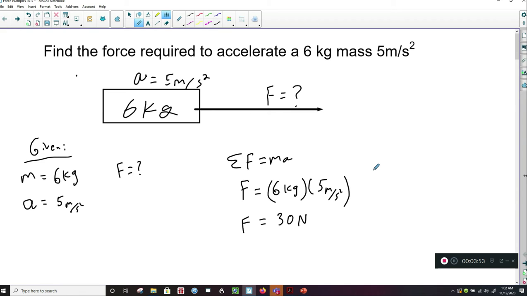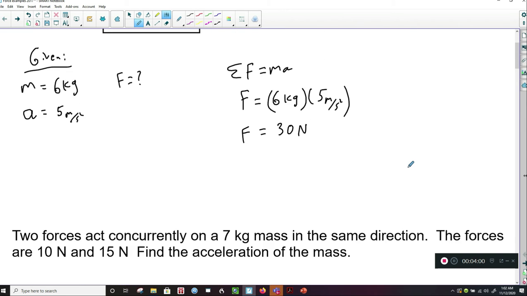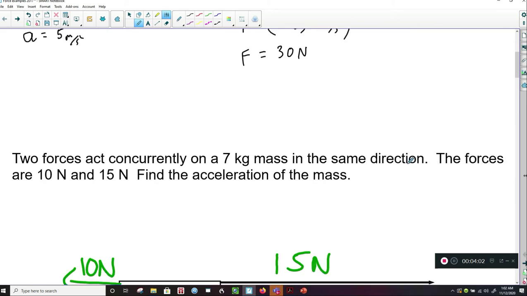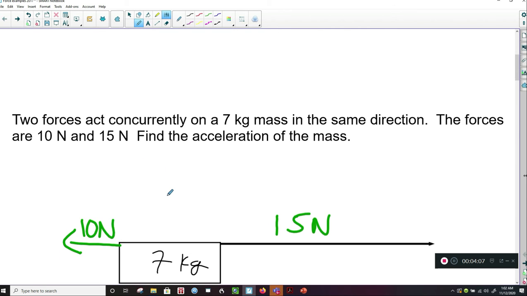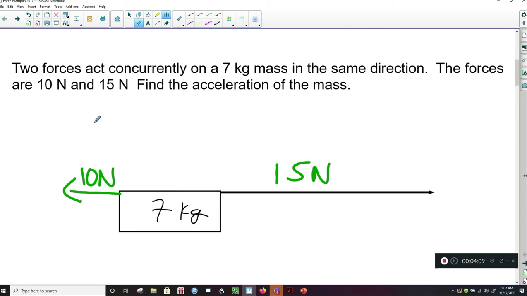Now they do get more complicated, of course, because this is a college course, so be ready for that. Let's find out on this one. It says here, and please write this down, pause the video if you need more time: two forces act concurrently. Now that word concurrently means at the same time. You're going to see that quite often in this chapter. Whenever you see concurrently, that means at the same time.